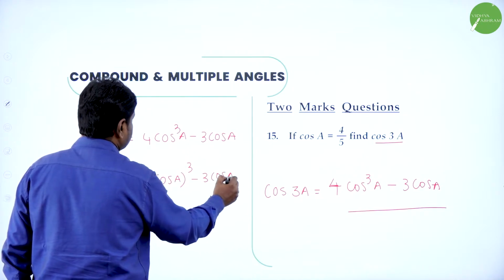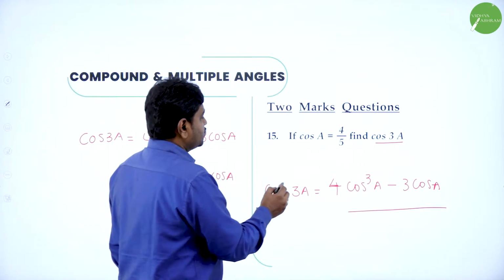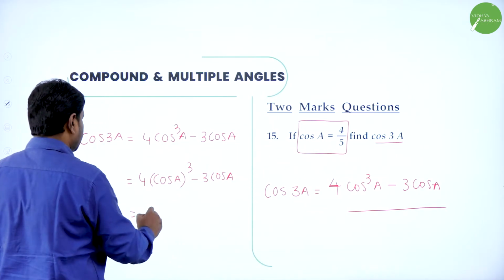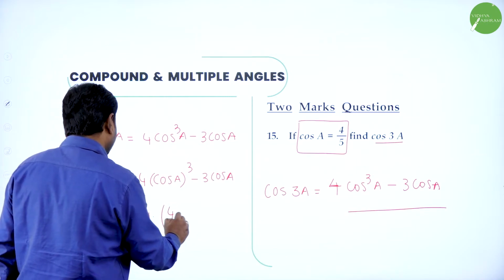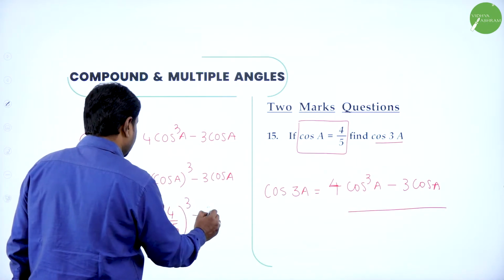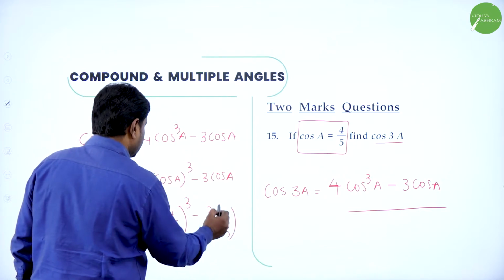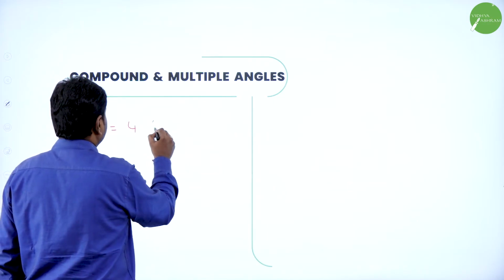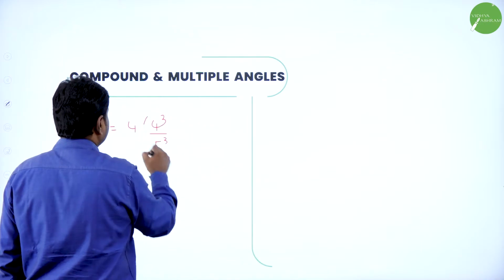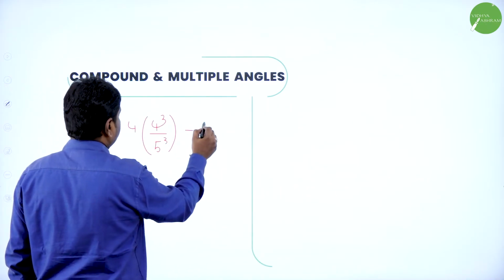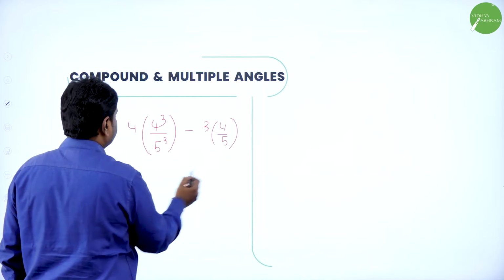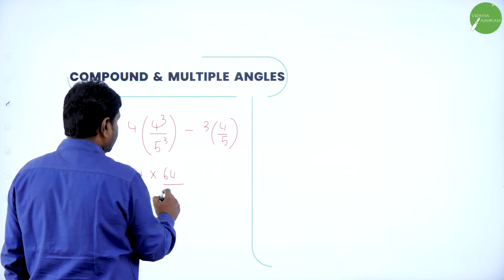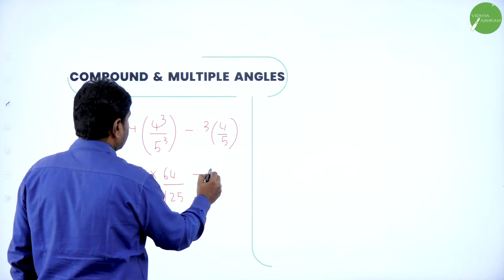Now substitute the cos A value. What is cos A given in the problem? In the problem cos A is 4 by 5. In the place of cos A put 4 by 5. 4 into 4 by 5 the whole cube minus 3 into 4 by 5. Further simplify this. So you will get 4 into 4 cube divided by 5 cube, then minus 3 into 4 by 5. Simplify this. 4 4s are 16, 4 16s are 64. 4 into 64 divided by 5 5s are 25, 25 into 5 is 125, minus 3 4s are 12 divided by 5.